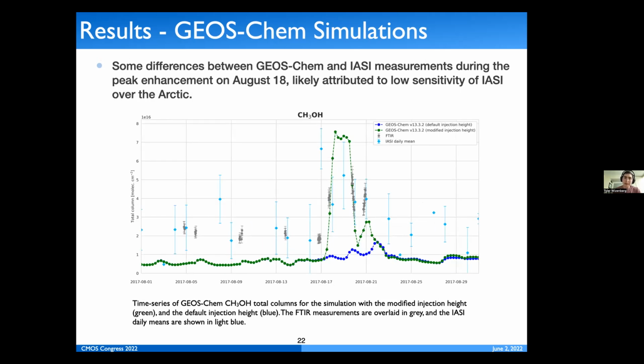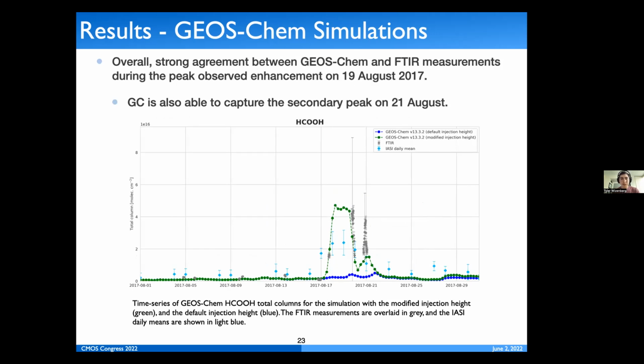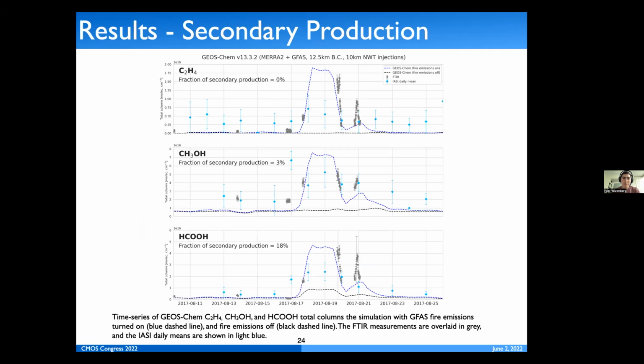We do see some differences between GEOS-Chem and IASI during that peak enhancement around August 18th or so, which again we think is likely due to the lower sensitivity of IASI over the Arctic. But in general, we see very good agreement between GEOS-Chem and the FTIR measurements where they're available, particularly on August 19th, 2017. We also see that GEOS-Chem is able to capture that small secondary peak on the 21st of August quite well. One of the last things that I wanted to look into using the model is whether we can determine how much secondary formation of these species is actually occurring within the plumes themselves.